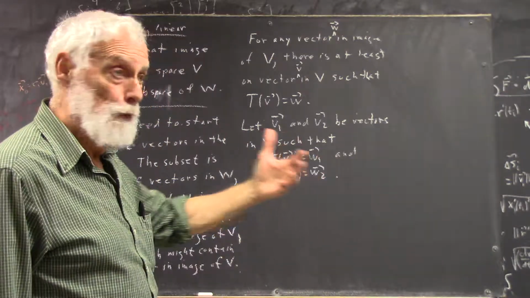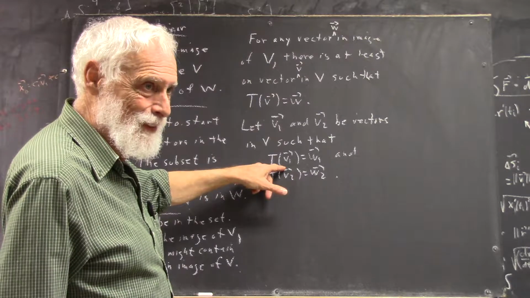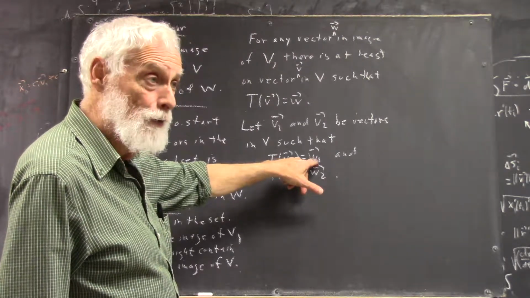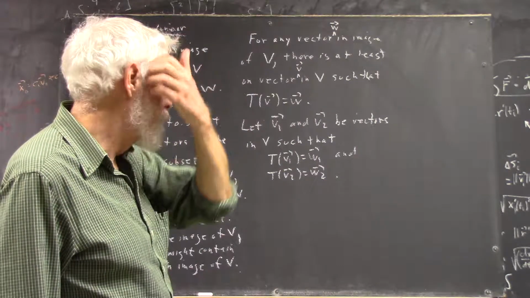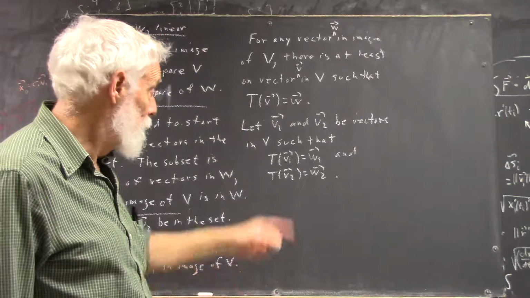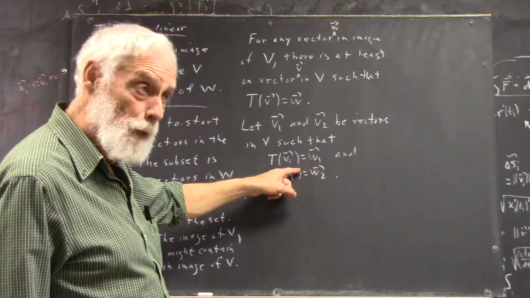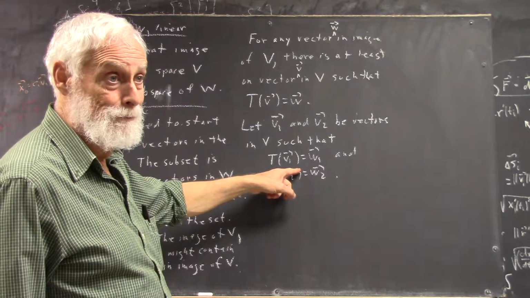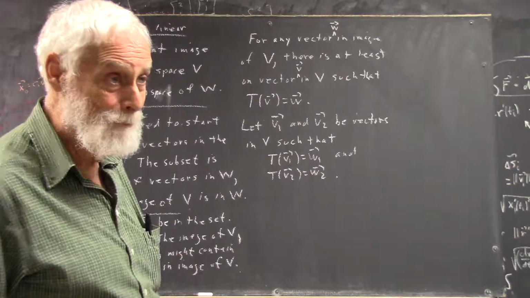You might have an inverse relation, but there might be an infinite number of vectors that map onto either of these. And matter of fact, in general, there will be. Unless your null space is empty, there will be an infinite number, because if V1 maps to W1, so does V1 plus any member of the null space. Right? And you have to understand that.